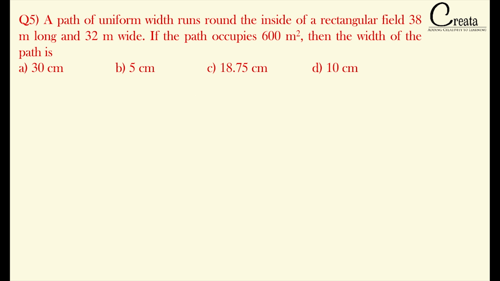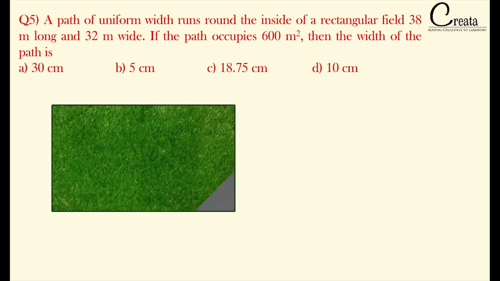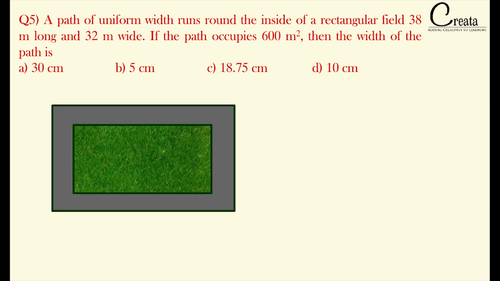Okay, our first step, we will observe and visualize the question. The question is talking about a uniform path which is running inside a rectangular field. And the dimensions of this rectangular field are given as 38 meter and 32 meter. Further in the question, it is given that this path occupies 600 meters square. That is, the area of this uniform path is 600 meters square. And we have to calculate the width of this path.